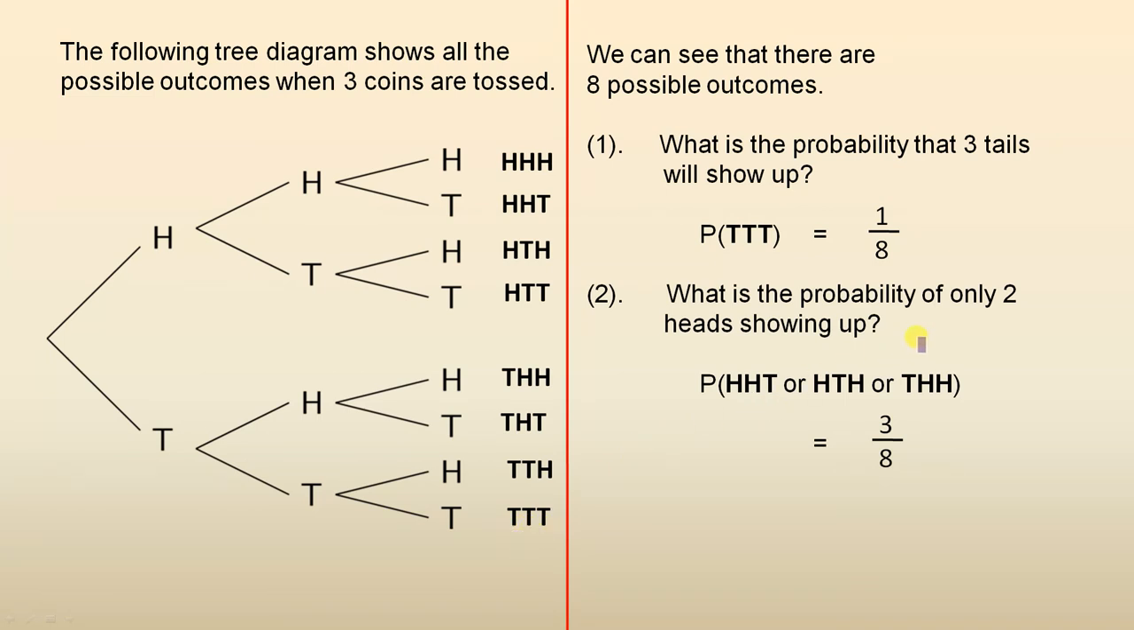What is the probability that only 2 heads will show up? Now, for 2 heads, you have that possibility, and that possibility. They're the only ones you've got. See, so there are 3 of them, so the probability is 3 over 8.